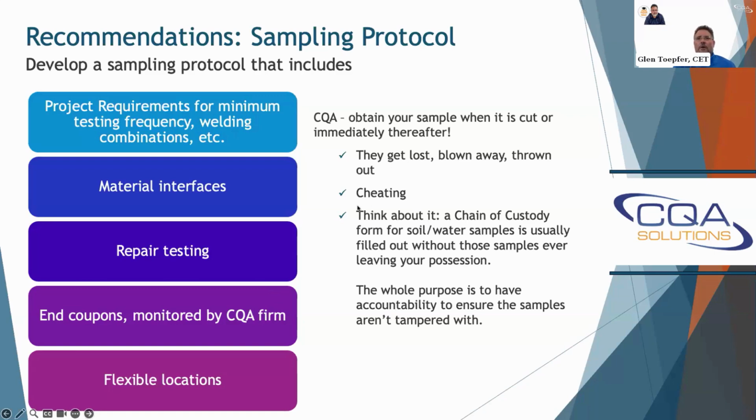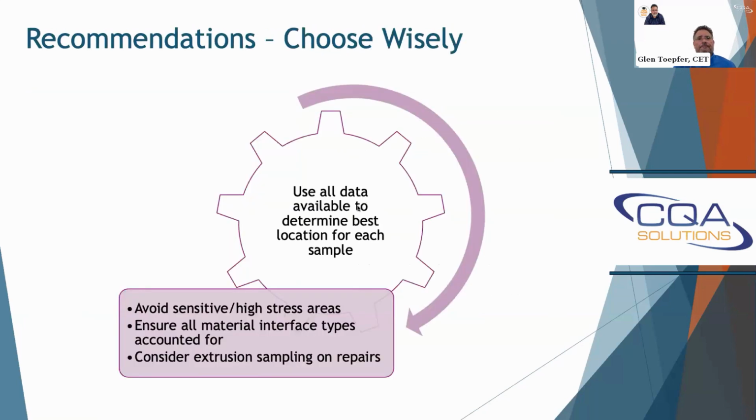You don't want them blowing away. You don't want to cut more holes in the liner. We talked about the cheating and the importance of the chain of custody. Choose your locations wisely. Again, use all the data available to determine the best location for the sample. If you're going to cut a hole, get something out of it, something of value rather than just creating a hole.